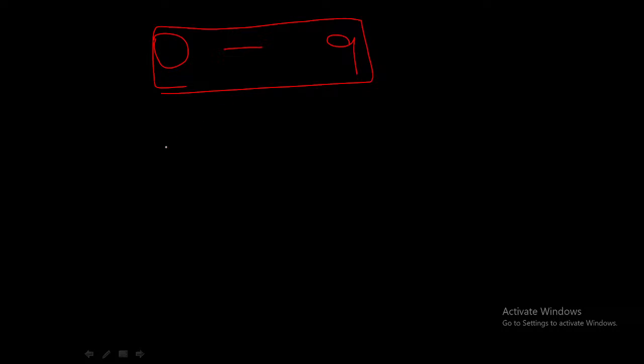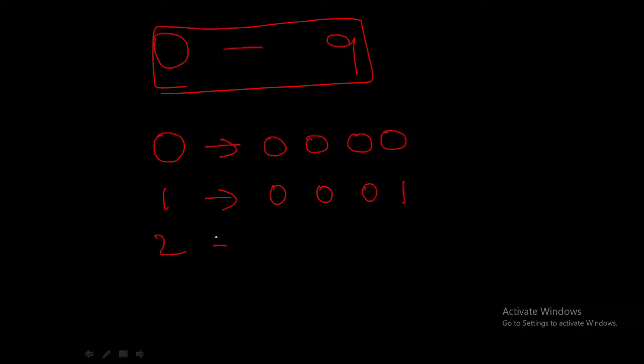I will show you now. The BCD code for the decimal number 0 is represented in 4-bit binary form as 0000. This is the BCD representation of 0. Coming to 1, it is 0001. 2 is 0010. 3 is 0011, followed by 4, 5, 6, 7, 8 and 9.